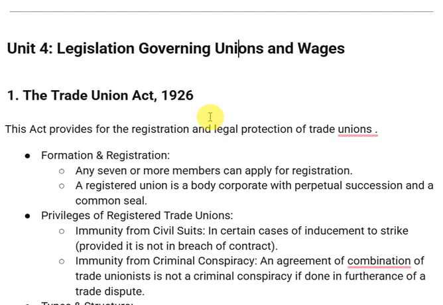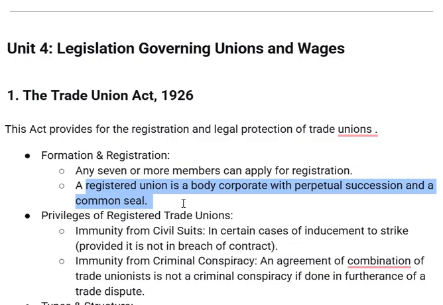Okay, the next law we are going to discuss is the Trade Union Act. The Trade Union Act was enacted in 1926. This act provides for registration and provides legal protection of trade unions. Any 7 or more members can apply for registration of a trade union. They can form a trade union. The act only talks about registration of a trade union. It doesn't talk about recognition of the trade union.